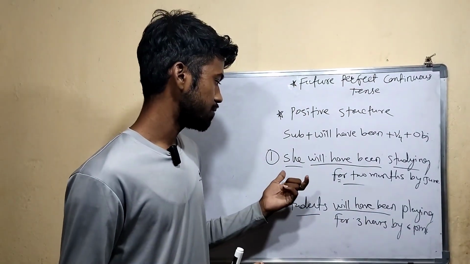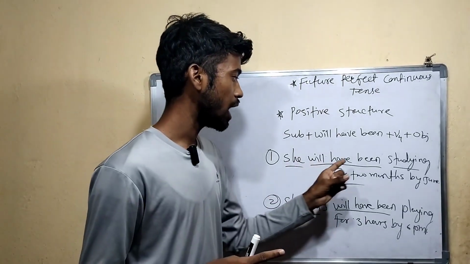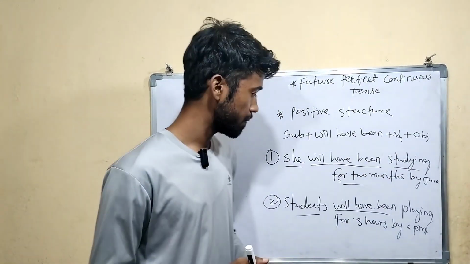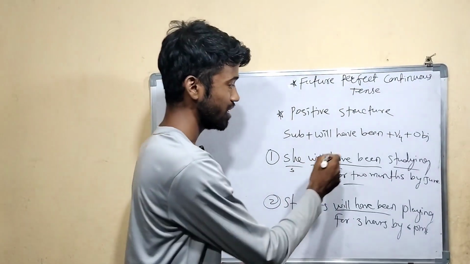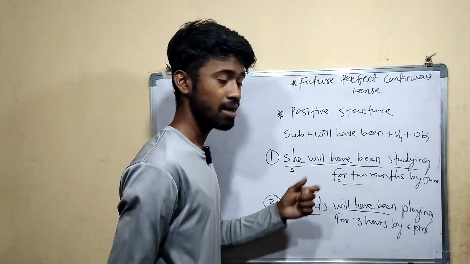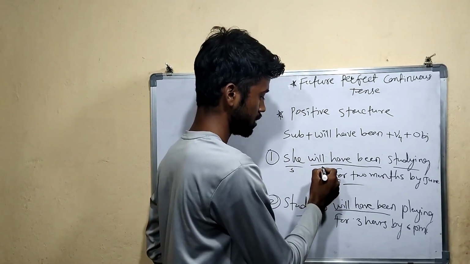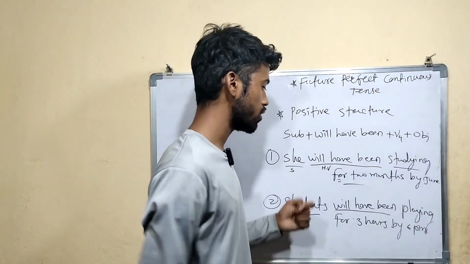After that, see the example. With the example you can understand in a better way. She will have been studying for 2 months by June. Now here she is the subject, and will have been are the three helping verbs. The remaining is the fourth form of verb, and the remaining part is object.